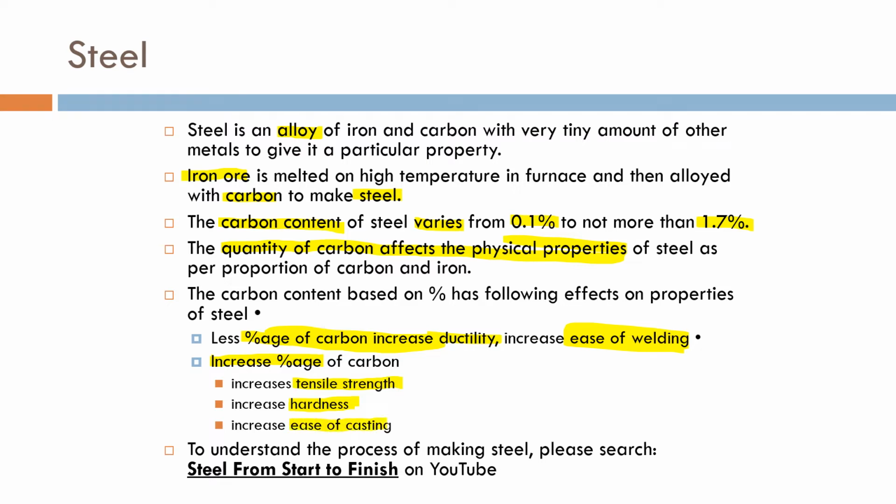And ease of casting. What does casting mean? Casting means molding a material as per a given mold or shape. So if you think about it, if there is a high percentage of carbon, the metal can be molded into different shapes easily. Now I want you to please search steel from start to finish on YouTube and see the process of steel being made. You can pause this video, watch that video, and then come back to the next.